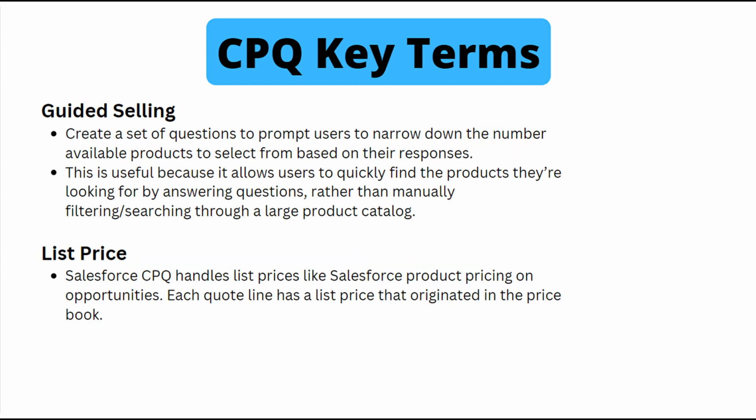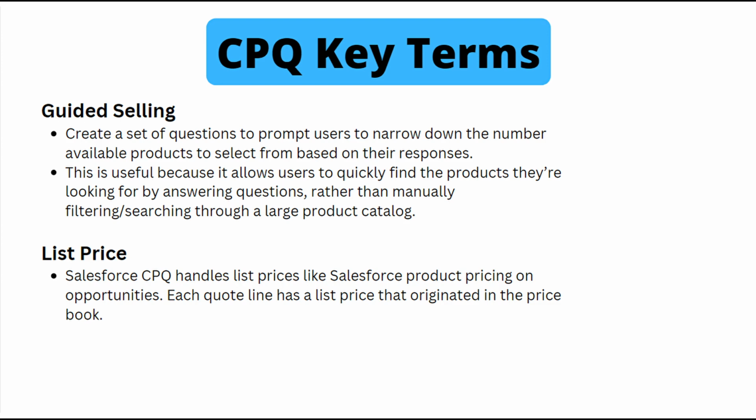Next, we have guided selling. Guided selling creates a set of questions to prompt your users to narrow down the number of available products to select from based on the user's responses to those questions. This is useful because it allows users to quickly find the products they're looking for by answering the questions rather than manually filtering or searching through a large product catalog.